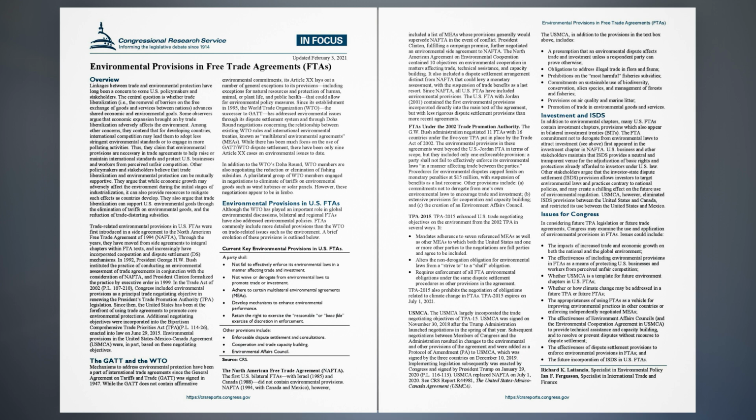FTAs under the 2002 Trade Promotion Authority. The G.W. Bush administration negotiated 11 FTAs with 16 countries under the 5-year TPA put in place by the Trade Act of 2002. The environmental provisions in these agreements went beyond the U.S.-Jordan FTA in terms of scope, but they included only one enforceable provision: a party shall not fail to effectively enforce its environmental laws, in a manner affecting trade between the parties. Procedures for environmental disputes capped limits on monetary penalties at $15 million, with suspension of benefits as a last recourse.